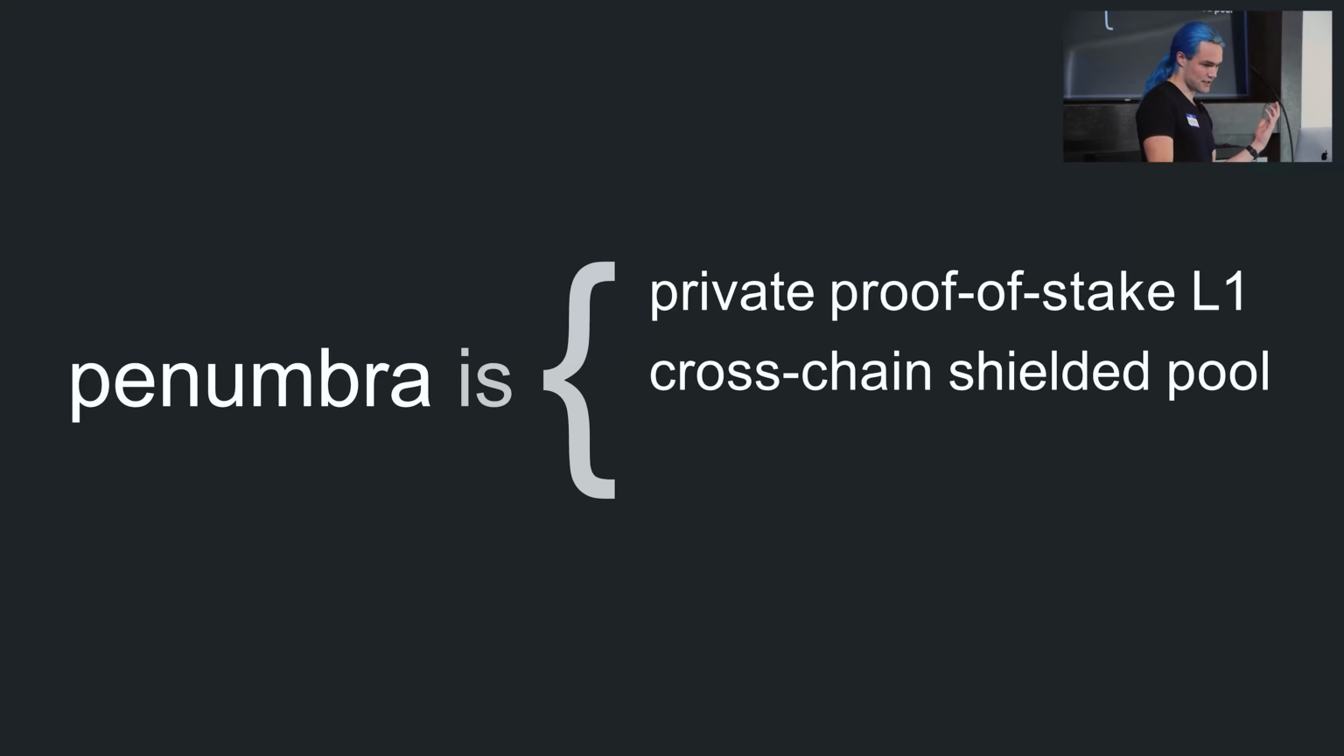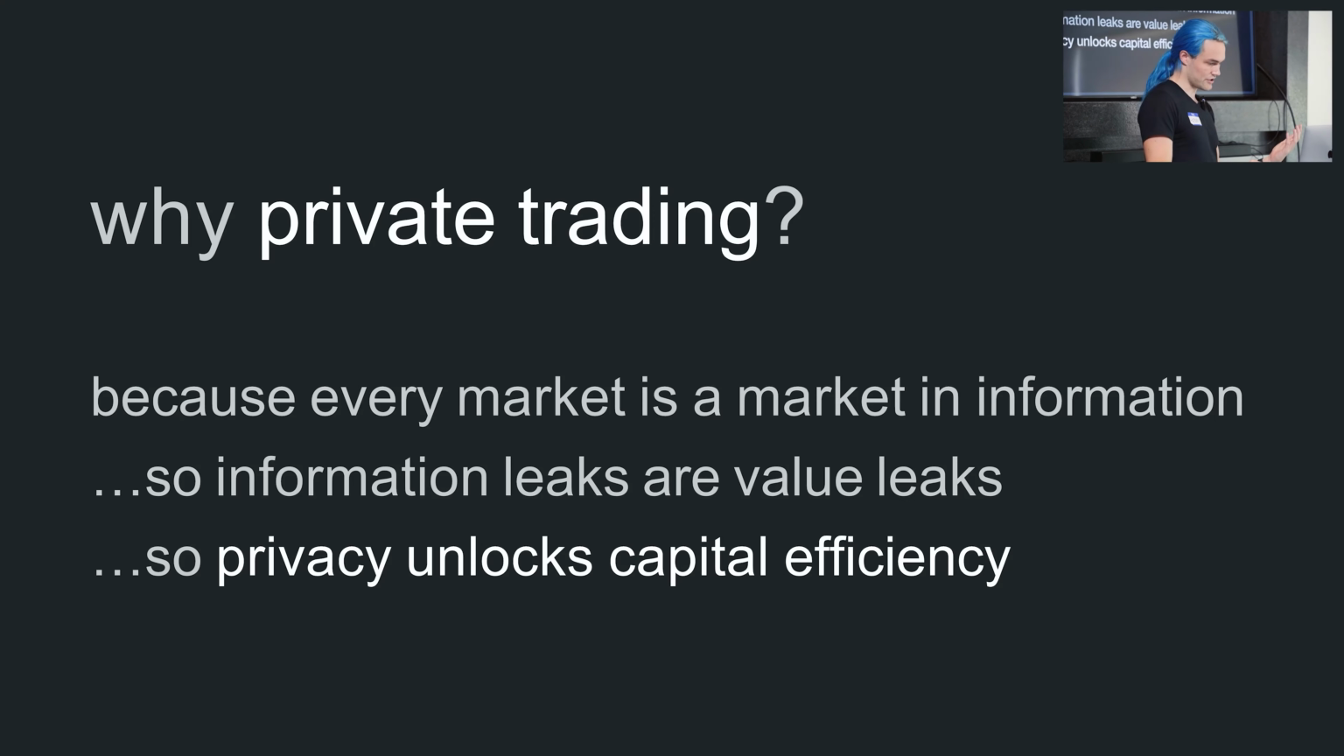So we're building a project called Penumbra, which is basically a private proof of stake L1 with a cross-chain shielded pool. So when you do an IBC transfer, like Dean was talking about in the last session, into Penumbra, it shields the funds, and it has a private DEX. So there's this question of why build a private DEX?